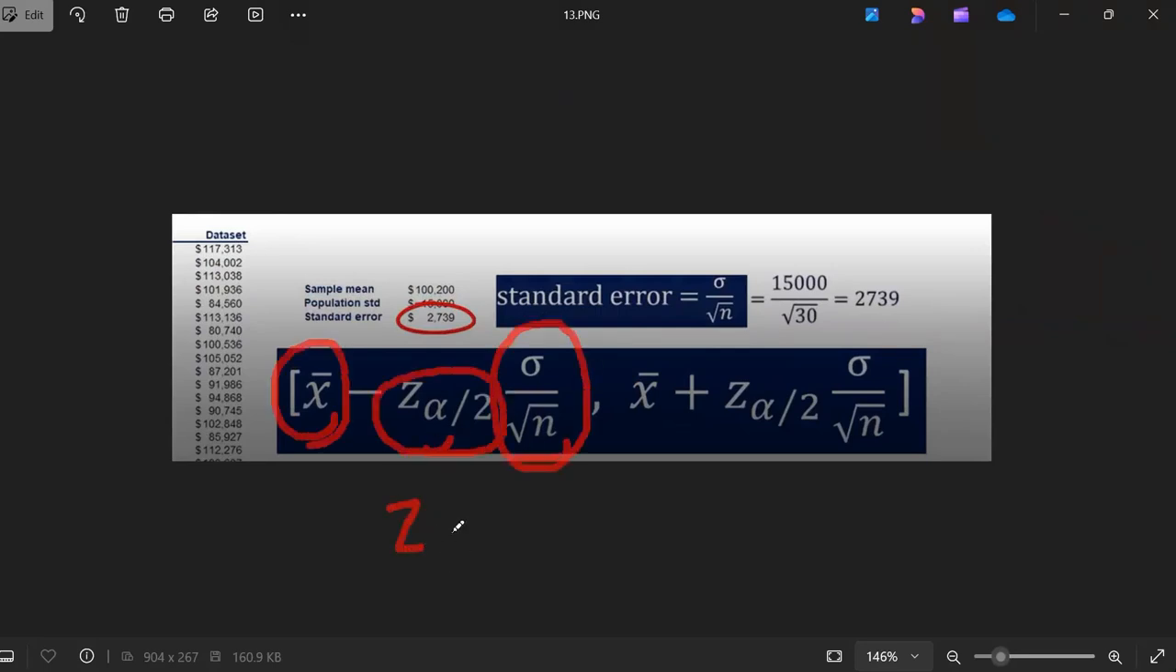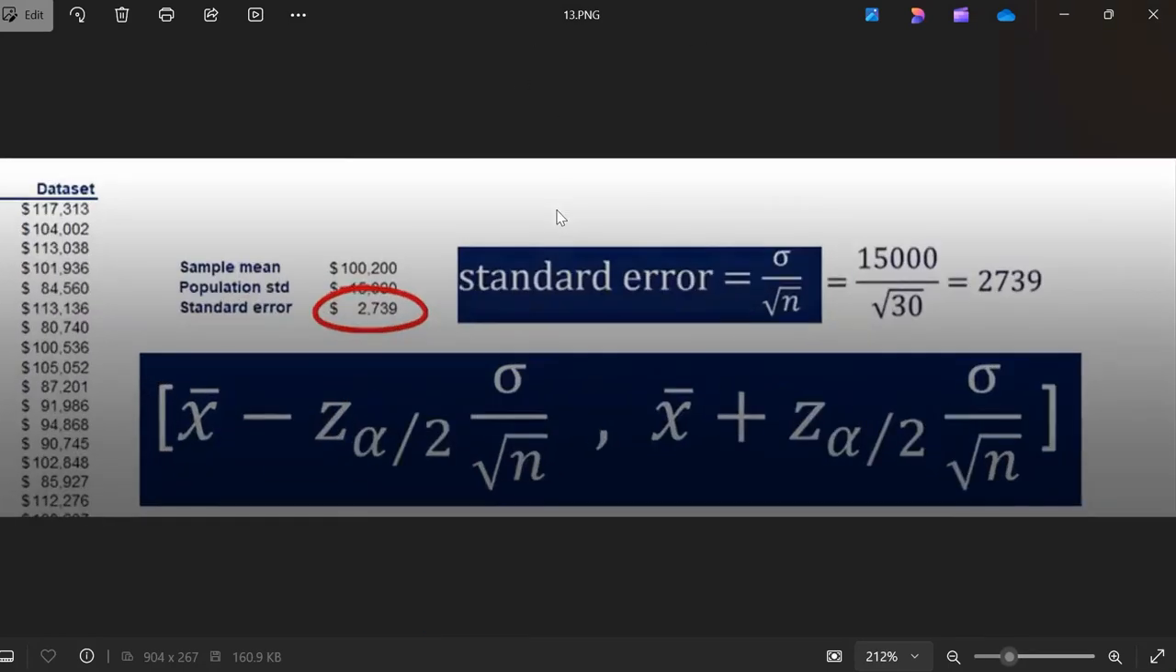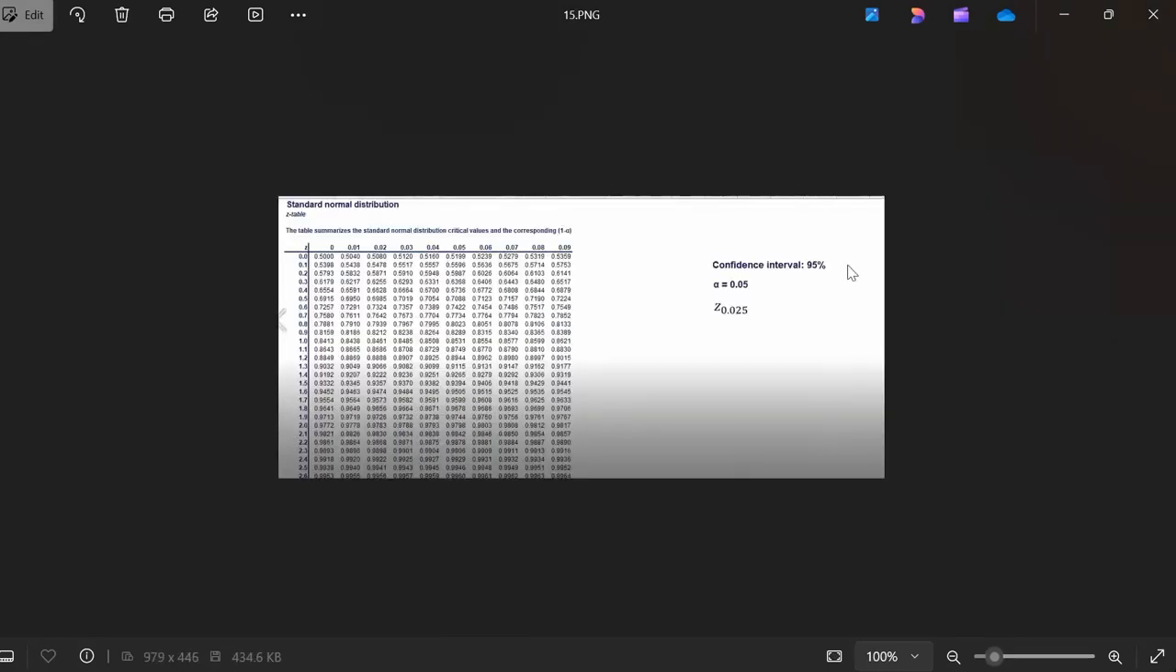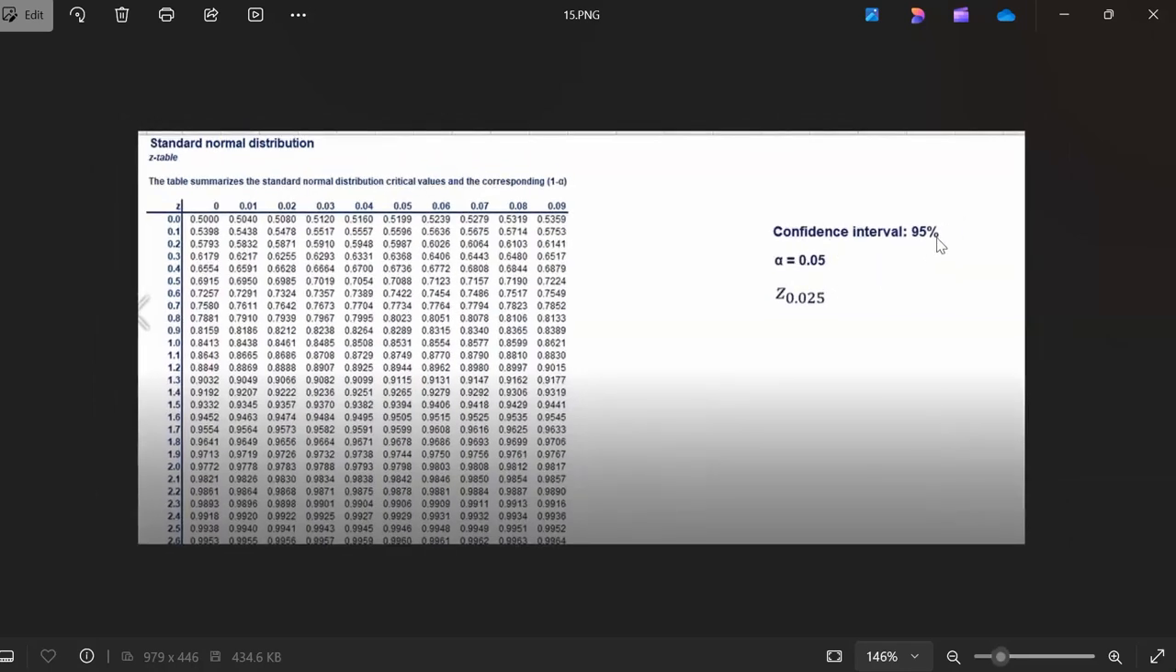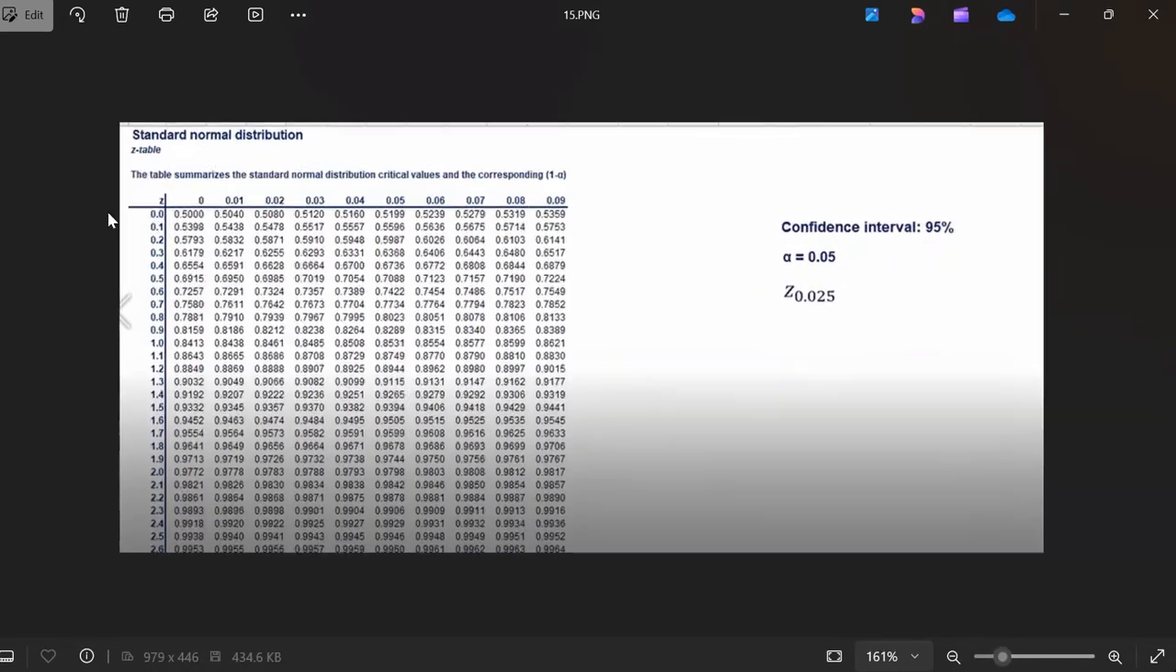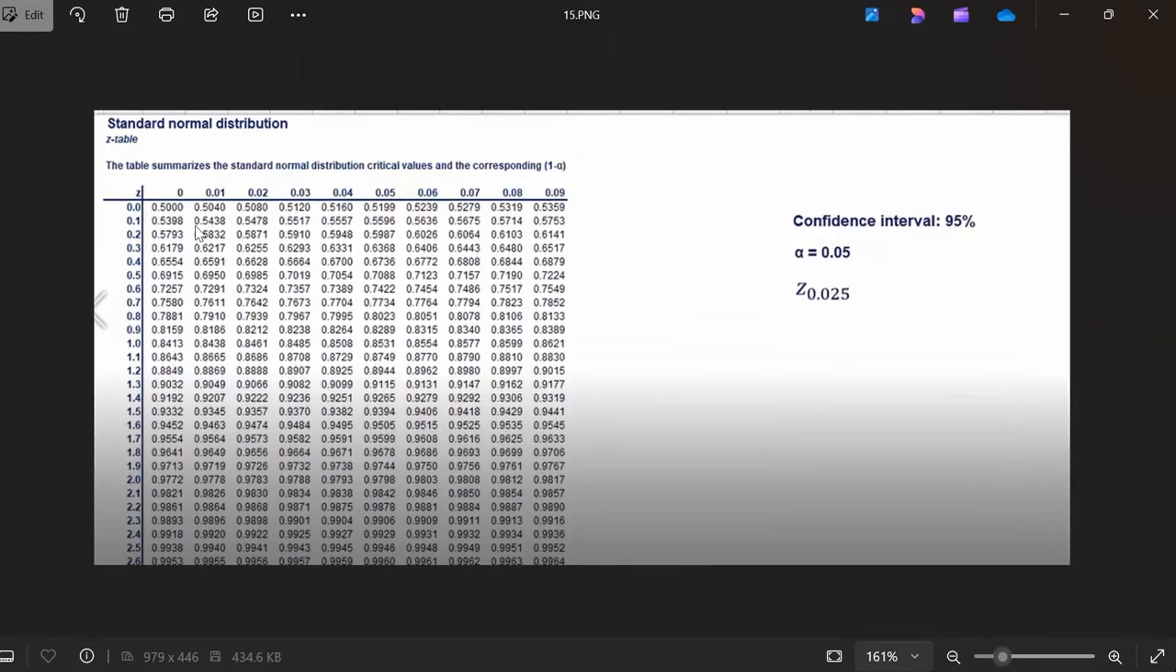Z, if you're 95% confident, what is the error? 5. 5 by 100 means what? Alpha is 0.05, divided by 2. Can I write this now? So just go here and check it. Okay, see this. Confidence interval is 95%. This is called the Z table. Remember, we have a multiplication table or not? 2 ones are 2, 2 twos are 4. The Z table was created by statisticians.